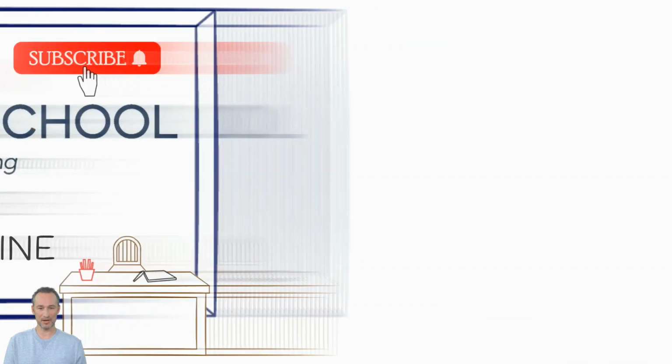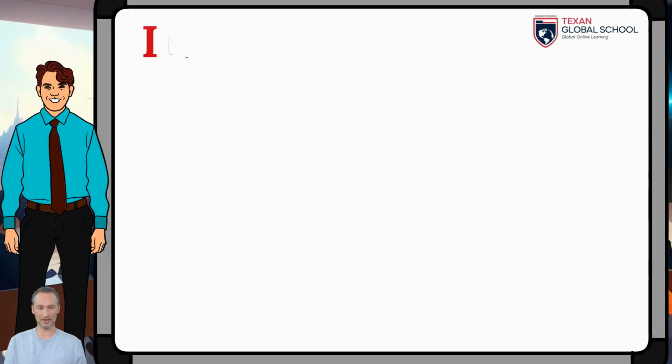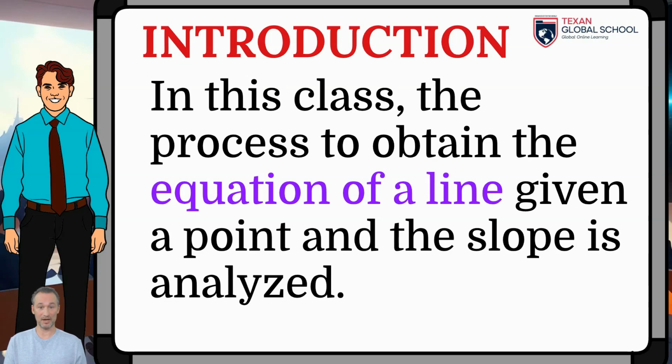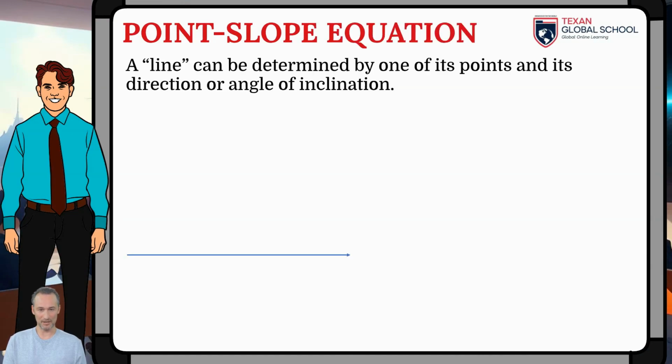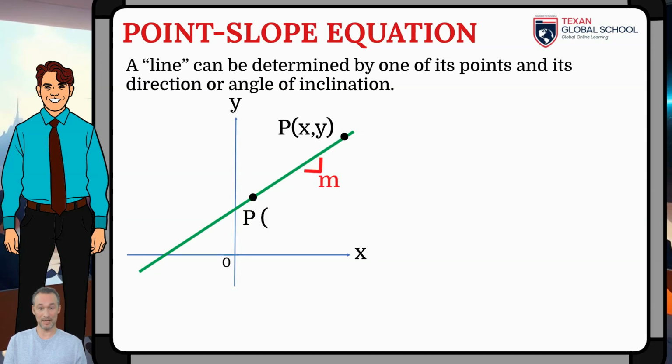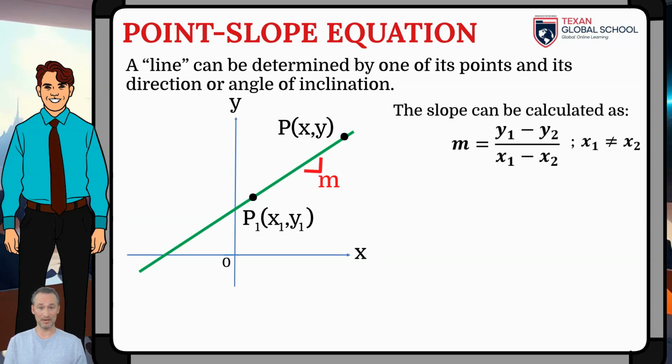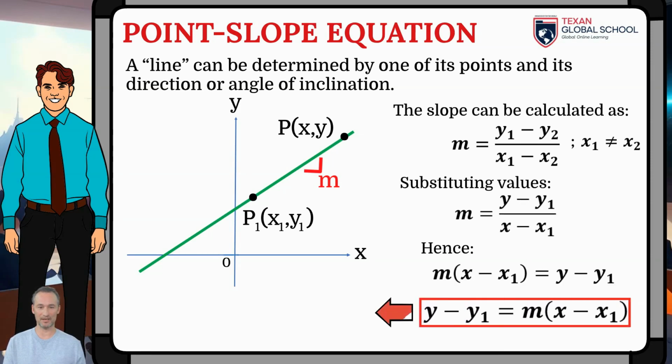In this class, the process to obtain the equation of a line, given a point and the slope, is analyzed. Let us remember that a line is the geometric place in which, given two of its different points, the value of its slope always remains constant, starting from two different points, P of coordinates x, y, and P1 of coordinates x1, y1. Substituting the points in the slope formula, demonstrated in previous classes, and adjusting the equation, results in y minus y1 equals the slope m times x minus x1. This is the formula to obtain the equation of a line given a point and the slope.